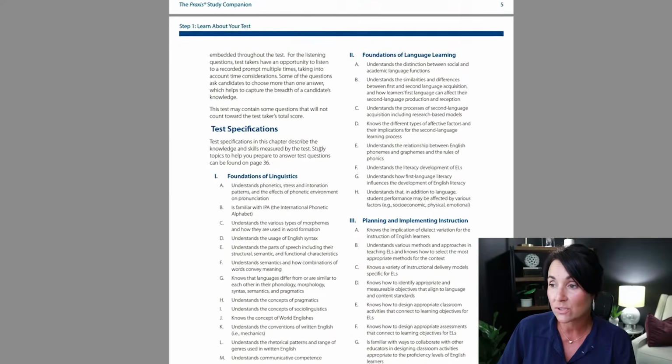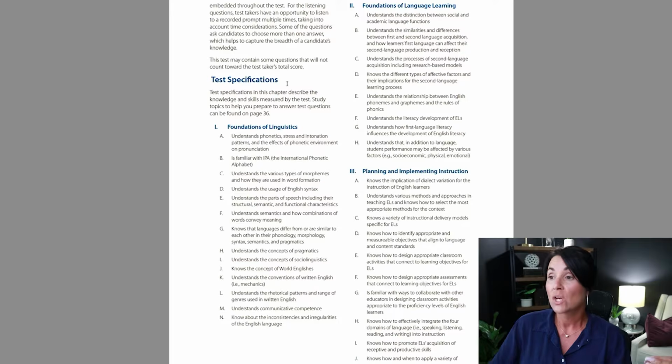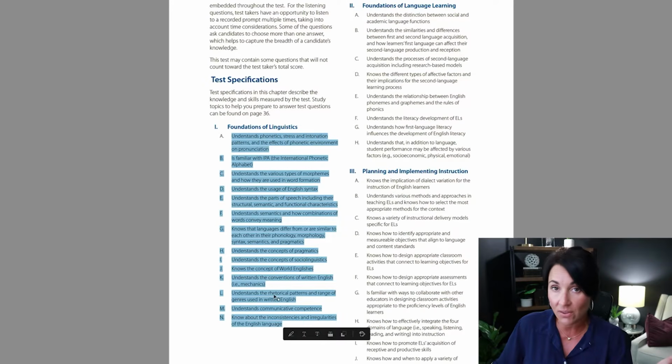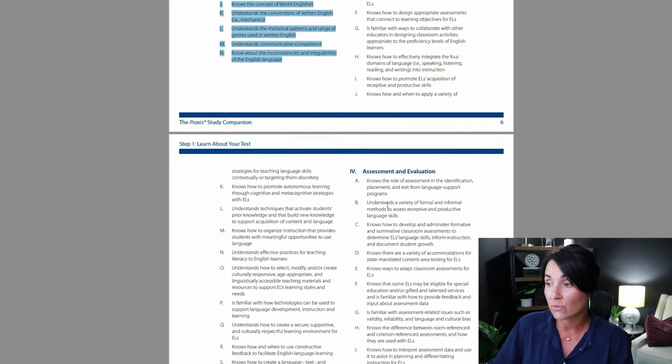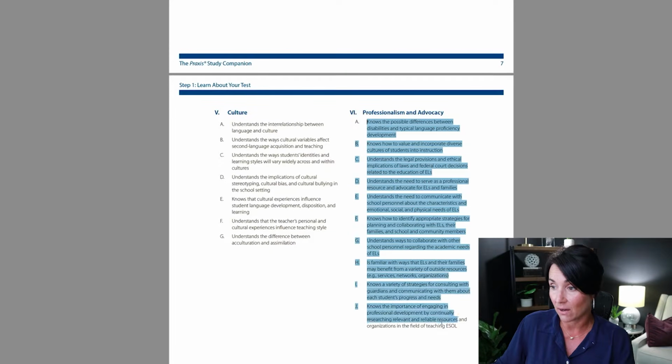Now let's go down to the test specifications here. Remember, this is very, very important. Everything under the test specs is fair game. So Foundations of Linguistics you have here, and then you have all of this information here. Remember, you need all that information. You have to understand all of that information, and it's done that way through all 6 content categories. You can see very specific here, right? So that's very important that you understand each one of these specifications for each section.